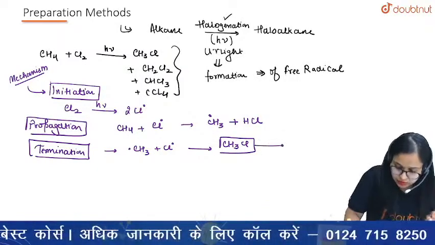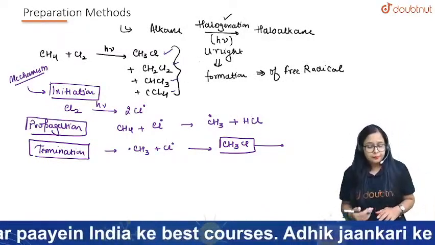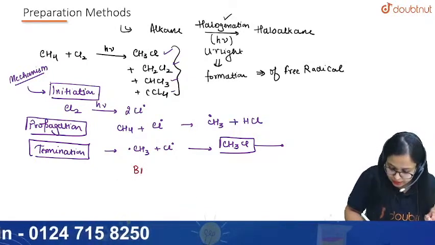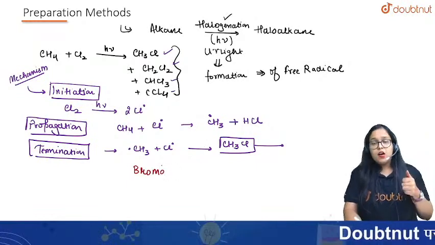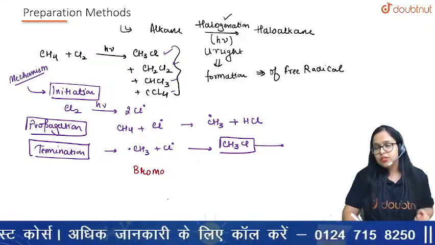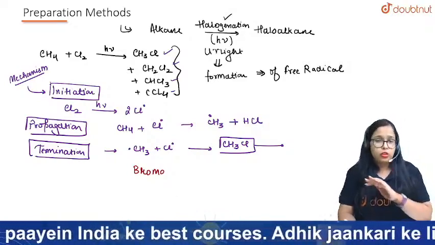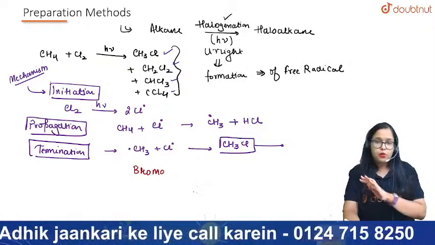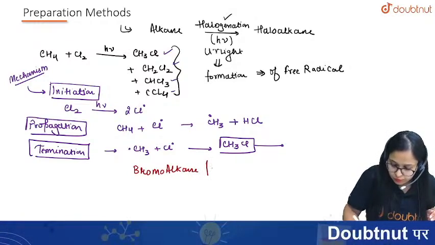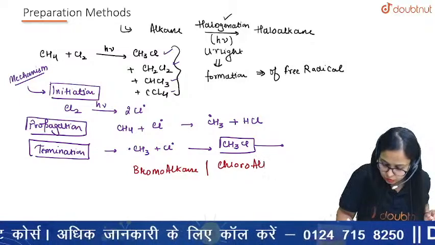This reaction can be further continued, further free radicals can be formed, they can combine, and we get a mixture of haloalkanes. I've already told you that via halogenation we only form bromoalkanes and chloroalkanes. That is, if you want to convert an alkane to a haloalkane, only bromination and chlorination are common processes. We do not do fluorination and iodination. Fluorination is an explosive reaction, so we do not perform that, whereas iodination is a slow process. We also do not perform that. Bromination leads to the formation of bromoalkane, and chlorination leads to the formation of chloroalkanes. So by the halogenation process we can commonly form your bromoalkane and chloroalkane.